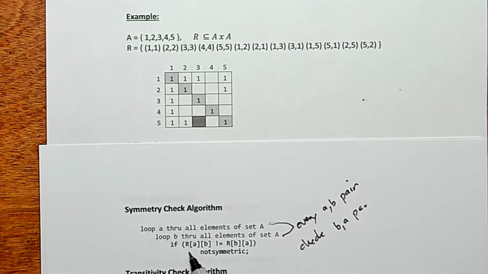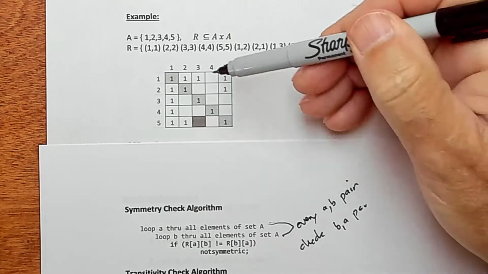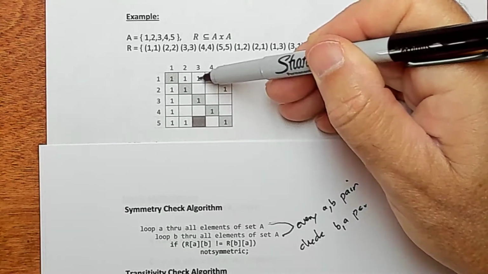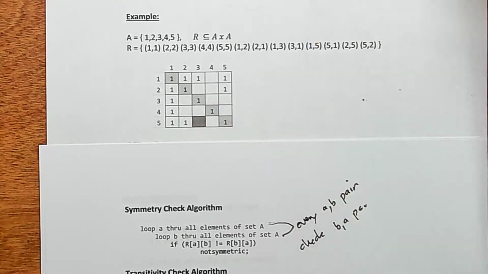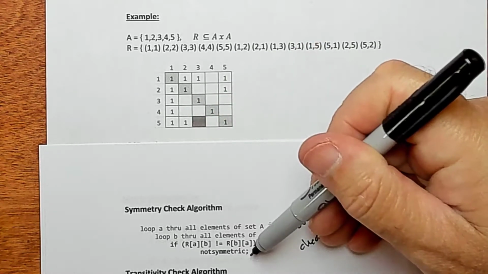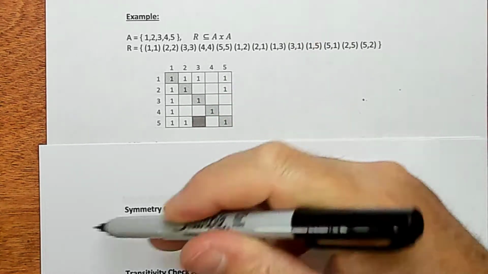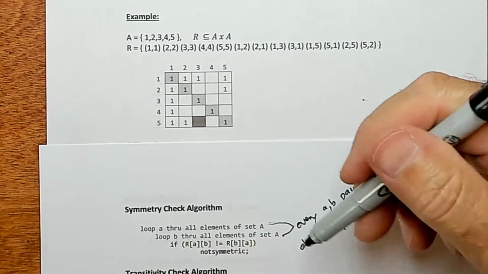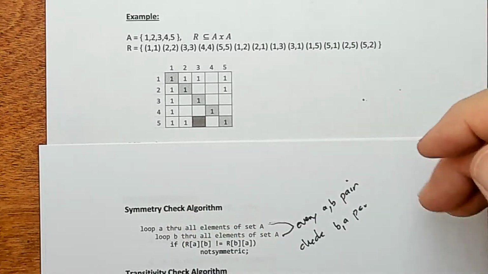So remember, symmetry looks for if there's something in there, then the other thing has to be in there. So if this guy is true, then this other guy must also be true. That's what this code is saying. And if that fails, then it's not symmetric. If there's an AB but there's no corresponding BA, it's not symmetric. And then you could just bail at that point. You could break out of the loop. There's no reason to check the rest, right? You could optimize this by breaking out of the loop.